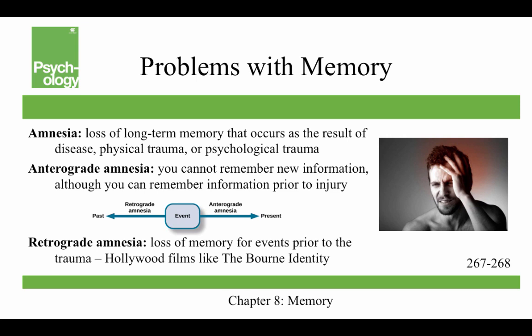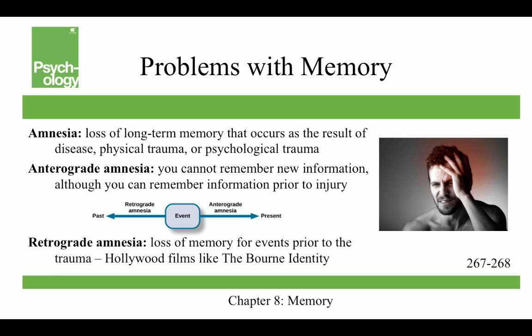Problems with memory. Well, amnesia is the loss of long-term memory that occurs as a result of disease, physical trauma, or psychological trauma. For example, traumatic head injuries might trigger amnesia. We can talk about anterograde and retrograde amnesia. In anterograde amnesia, you can't remember new information, although you can remember information from prior to the injury. That's usually caused by brain trauma, and it's thought to be related to hippocampal damage. So you can remember the far past, you just can't lay down new memories.